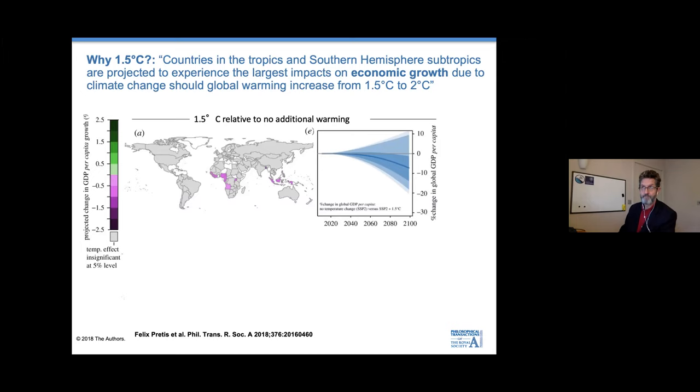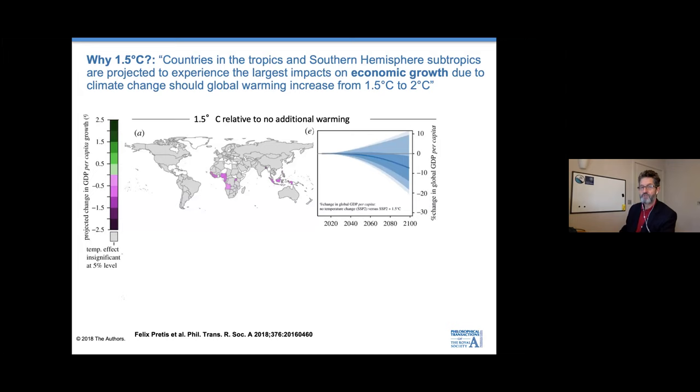And what it tells us is that, first of all, on the map, it's very clear where the economic effects of climate change are most likely to be felt first, and that's in countries in the tropics around the equator and southern hemisphere tropics, countries like Indonesia, Nigeria, and Angola showing up there. And on the right-hand panel here, it's the cumulative impact of those reductions in economic activity resulting from that warming added up over the century.